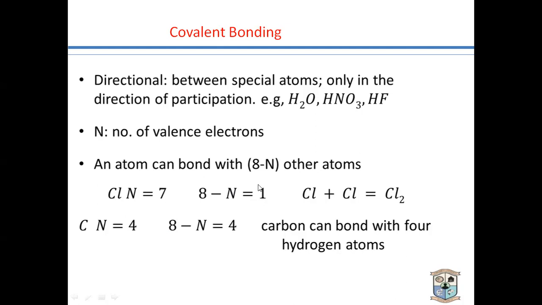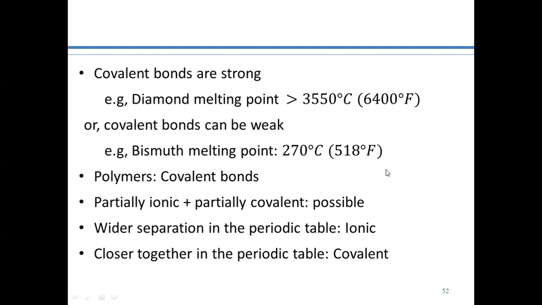It can share an electron there to make it stable, or to form a molecule in this case. So what else do we know? Covalent bonds are strong. An example is diamond with a melting point of 3,550 degrees Celsius. So they can either be strong or they can also be weak. An example is bismuth, melting point, which is 270 degrees Celsius, very low compared to the 3,550.